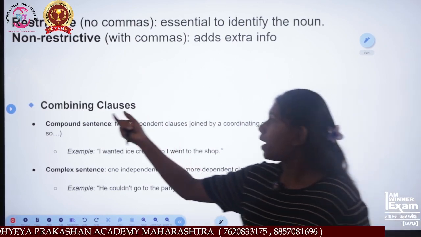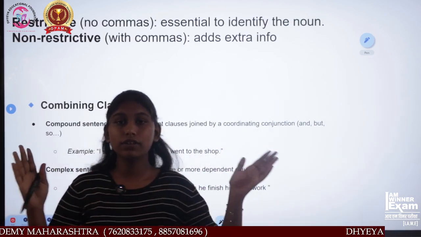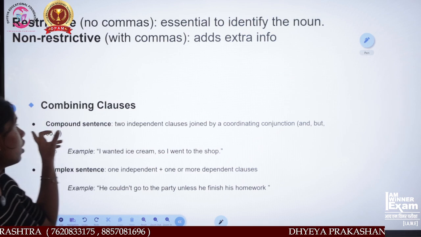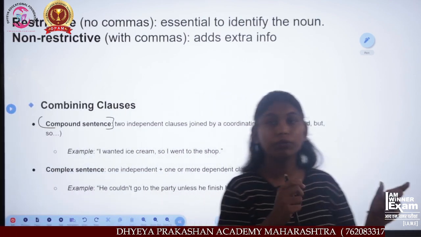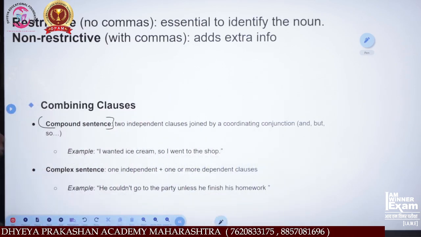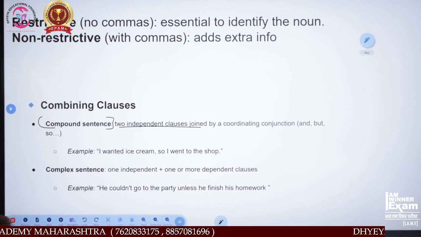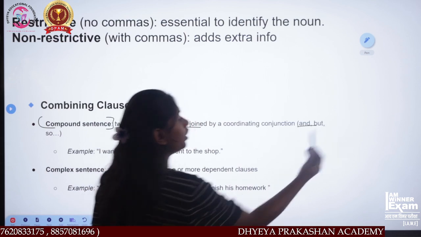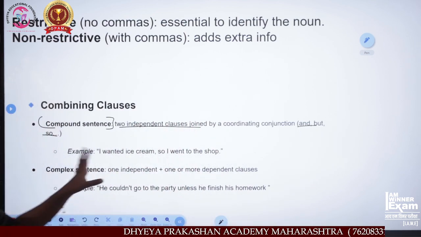Then next, combining clauses. Combining clauses means two different sentences, if you combine them both, they become the combining clauses. Now here, compound sentences. What is meant by compound words? That by two different words we form a new word. In the same way, two independent clauses joined by coordinating conjunction and, but and so. These are the coordinating conjunctions, that is and, but and so. By this we can join two sentences together, okay.